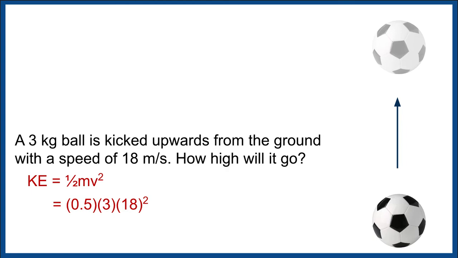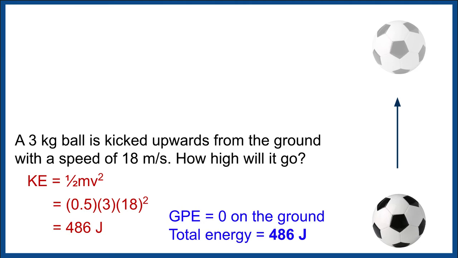So 1/2 could be written as 0.5. We'll put in our 3 for the mass, and our 18, that's the number that has to be squared. We would grab a calculator and work through our algebra, and this comes out to be 486 joules. But again, this is a very important number. Because the potential energy is 0 on the ground where the ball starts, this is also the total mechanical energy. And that means that at any other point in the ball's motion, it has a total amount of 486 joules.